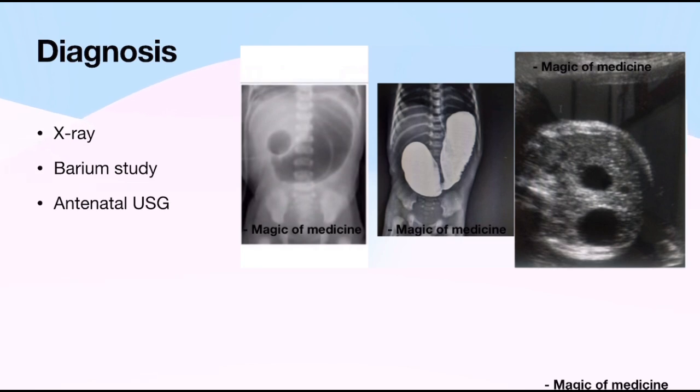And then this was the appearance on antenatal USG, wherein we can see two dilated bubbles. One represents the stomach and the other represents the duodenum.